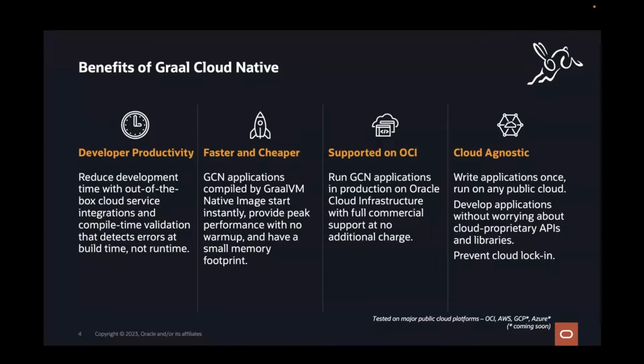GCN apps are faster and cheaper to run at scale. This is because GCN applications can be easily compiled to native executables, which makes your apps smaller in size. They start really fast and require a lot less memory to run. So this should help you improve the efficiency of your application and reduce your cloud costs.